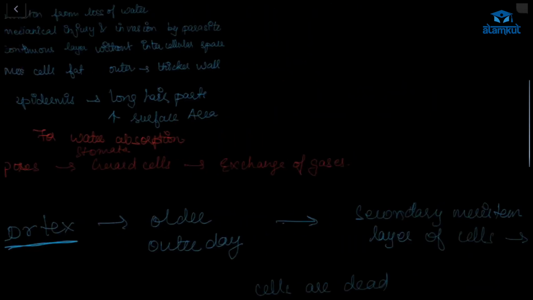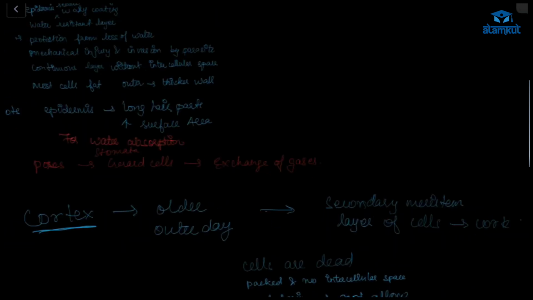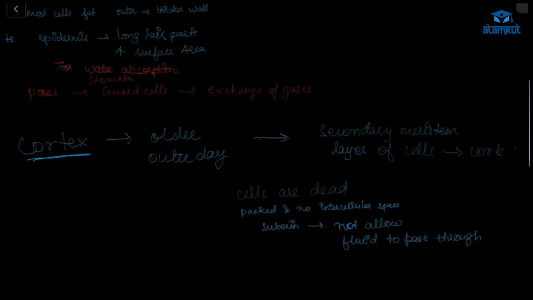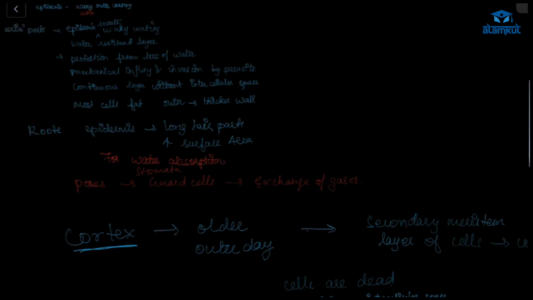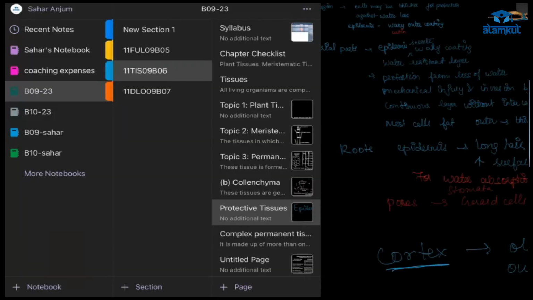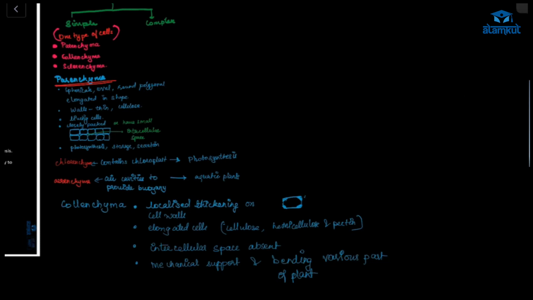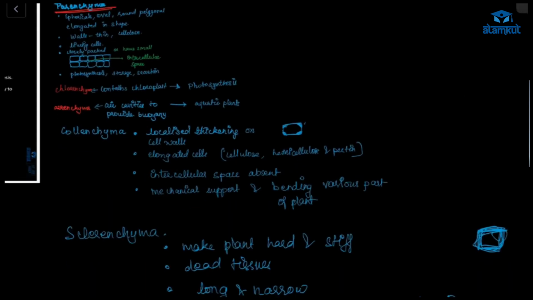Now, cortex, what do they contain? Ma'am, their cells are made up of a cork-like substance. These cells, what do they contain? For not allowing the fluid to pass through. What is that substance? Suberin. Yes, suberin. Understood, right? Did you understand parenchyma, collenchyma, and sclerenchyma?